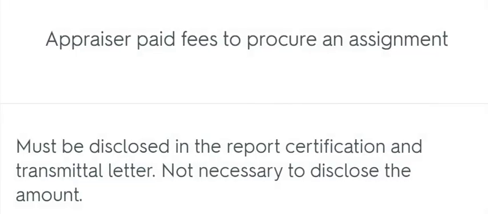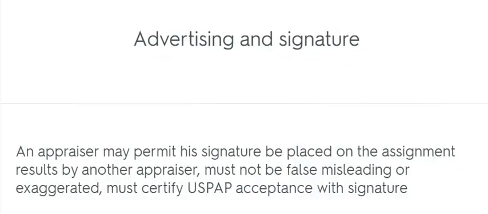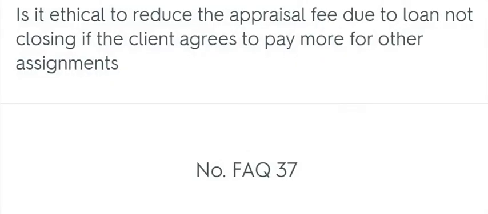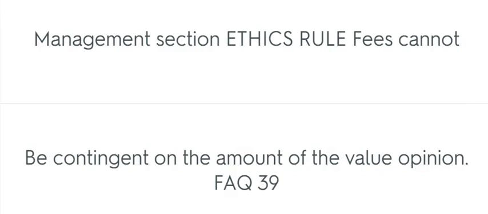Appraiser paid fees to procure an assignment must be disclosed in the report, certification and transmittal letter; it is not necessary to disclose the amount. Advertising and signature: an appraiser may permit his signature to be placed on the assignment results by another appraiser, advertising must not be false, misleading, or exaggerated, and the appraiser must certify USPAP acceptance with signature. Is it ethical to reduce the appraisal fee due to a loan not closing if the client agrees to pay more for other assignments? No. FAQ 37. Management section ethics rule: fees cannot be contingent on the amount of the value opinion. FAQ 39.